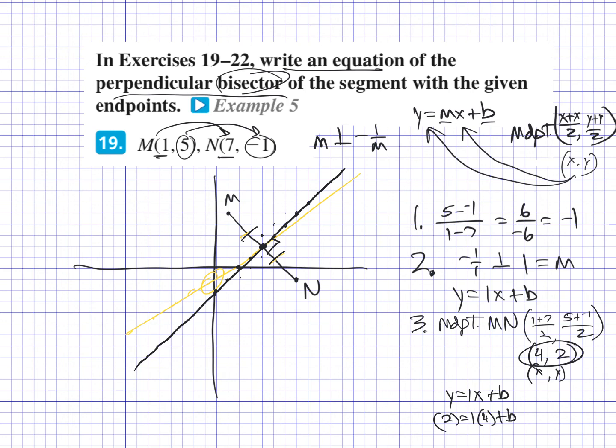And we solve for b. 1 times 4 is 4, so we subtract 4, and we get b equals -2. So what's our equation? Y equals 1x, or you can just say x, minus 2, because b is -2. You can say plus -2, that's fine. And we were right. Look, it says it's y equals x minus 2.